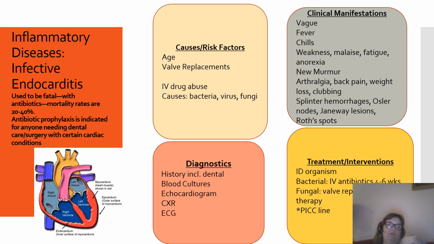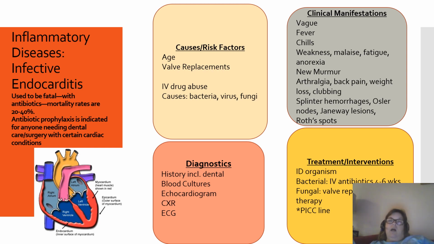Inflammatory diseases include infective endocarditis, and this used to be fatal without antibiotics. Since the introduction of antibiotics, our mortality rates are now about 20 to 40%. Antibiotic prophylaxis is indicated for anyone needing dental care or surgery with certain cardiac conditions. Causes are age, valve replacements. IV drug abuse is a big cause of it, and it can be either bacterial, viral, or fungal that causes it.